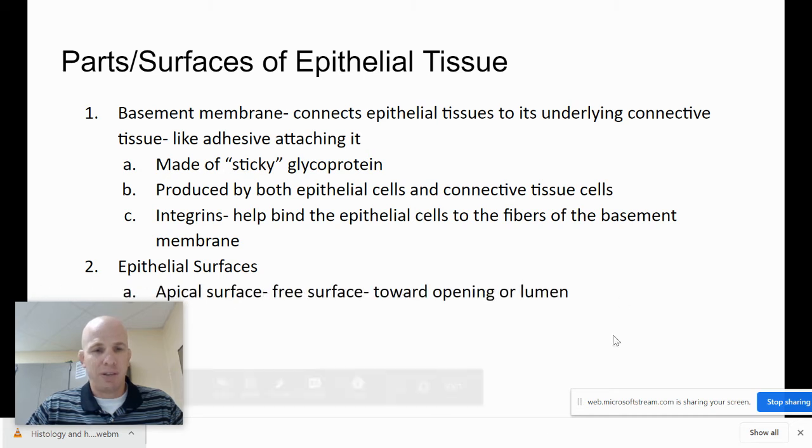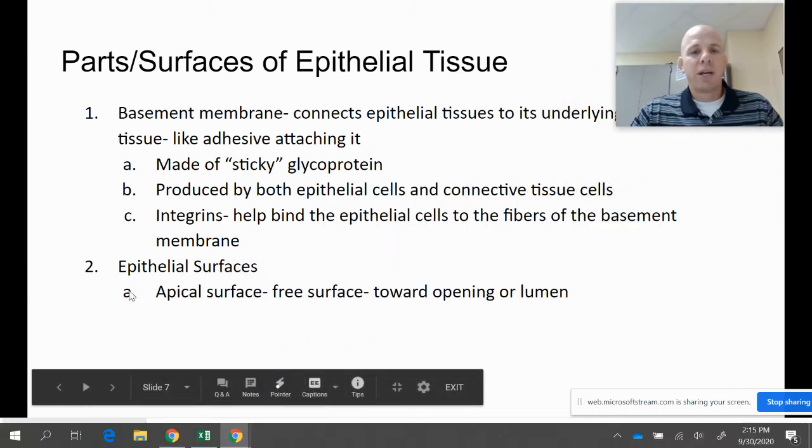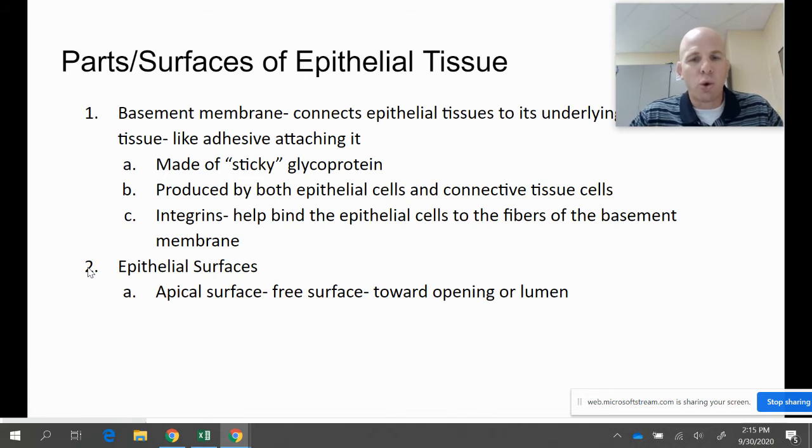Now the surfaces of the epithelium, I have this thing called the apical surface. That's the free surface, and it opens towards the opening or a lumen. Okay, now what the heck is a lumen?